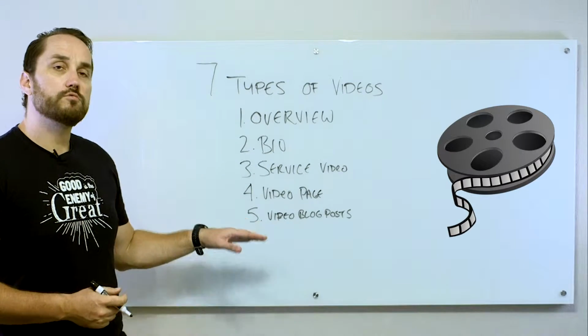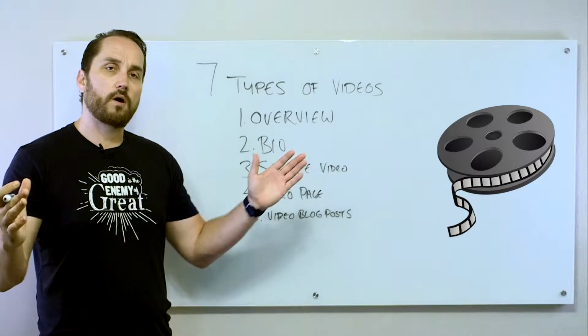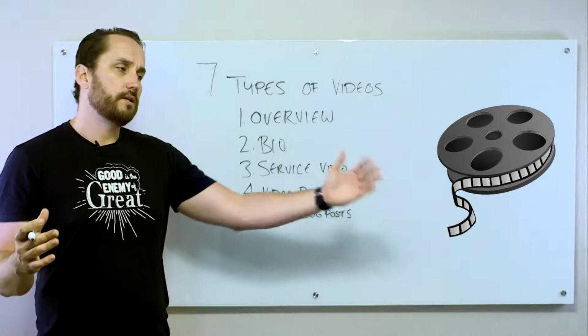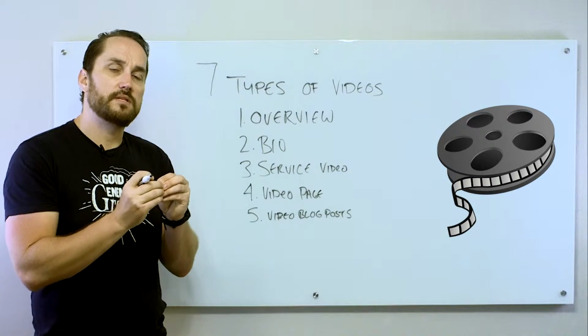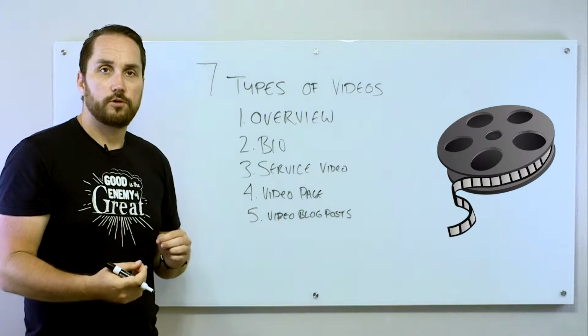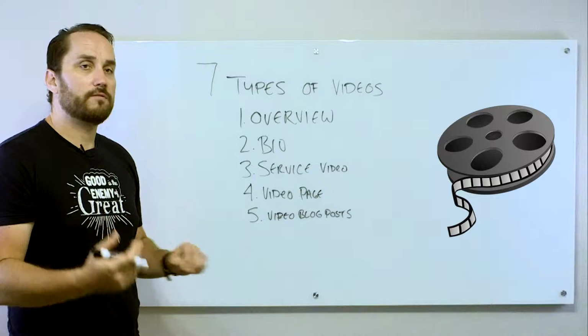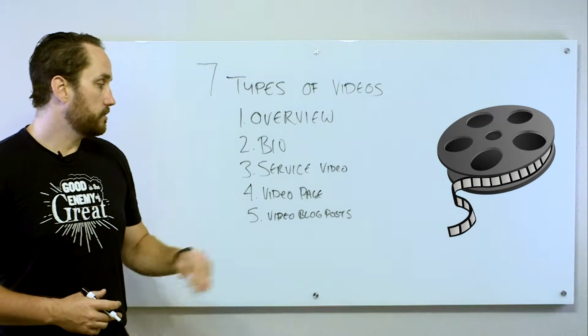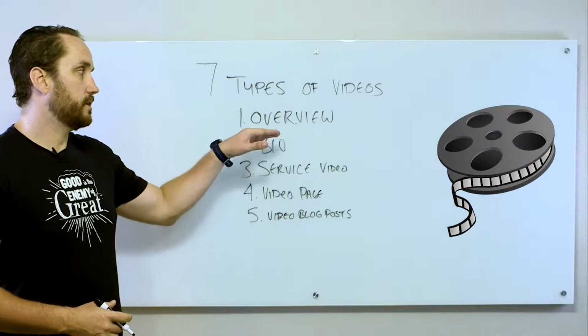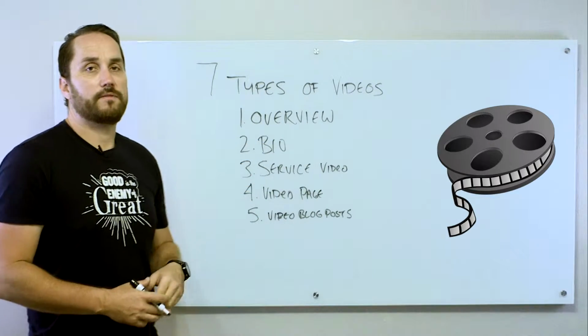So video blog posts really get, even at the far end of the know, like, trust scale, get people to know you when it's a hot topic or something very, very specific, because you can show up in YouTube and be found for that video blog post, then they want to get more information. And maybe they'll find one of your video pages, then see your overview video, and then a bio video.